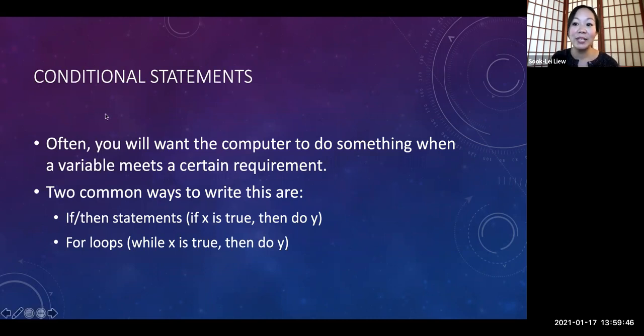Okay, so the conditionals are the things like equals, not equals, greater than, less than, etc. But then we can put these into whole statements. Sometimes you want the computer to do something only when a variable meets a certain requirement. So for instance, there are two main ways. One is called the if-then statement. So if X is true, then do Y. And then the other one are for loops or while loops. And it will say, for X in this many numbers, do this thing, or while X is true, do this thing. So we're going to test and go through these as well.